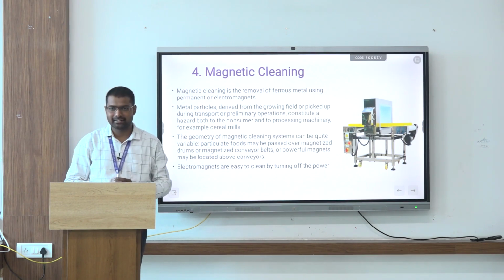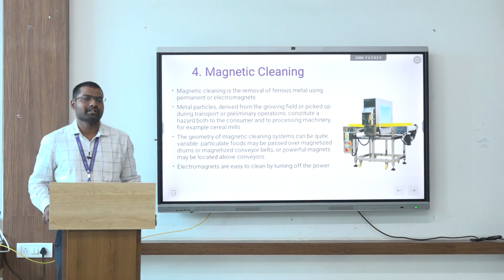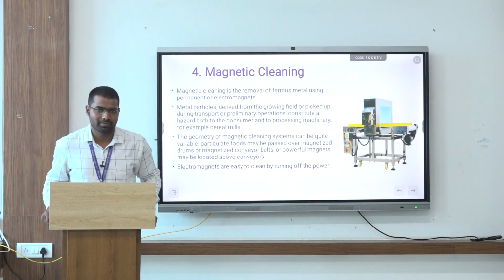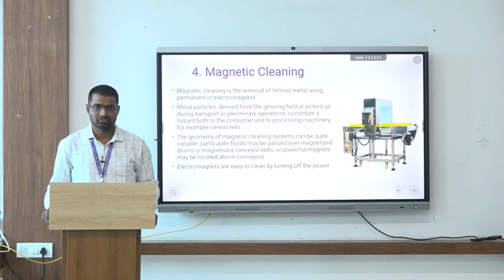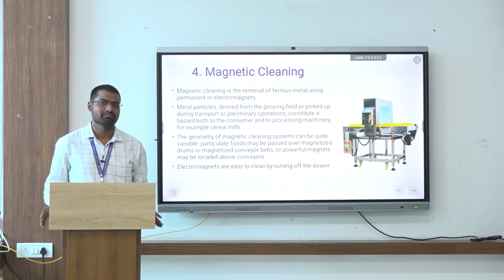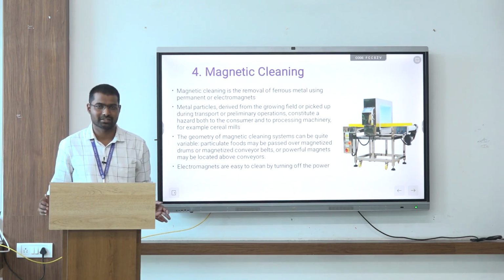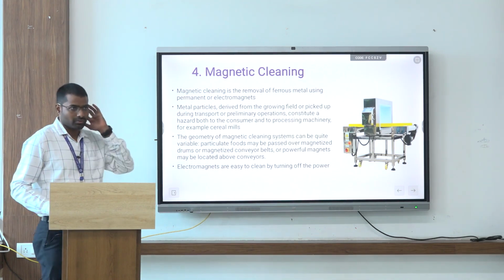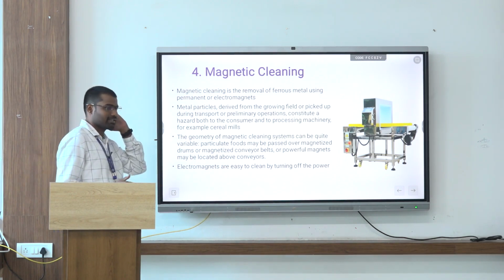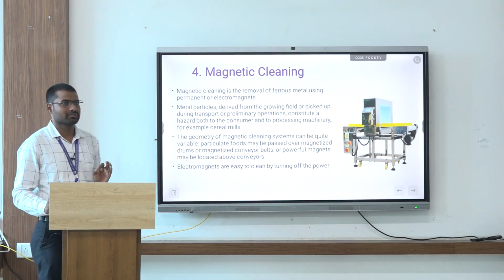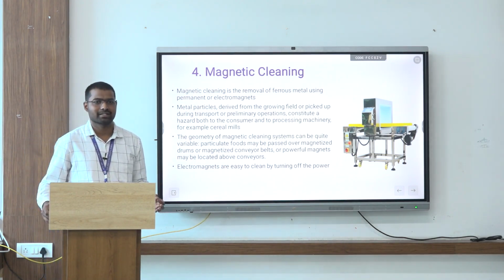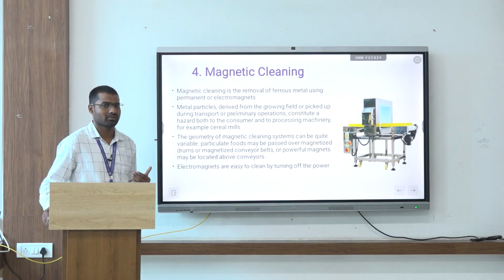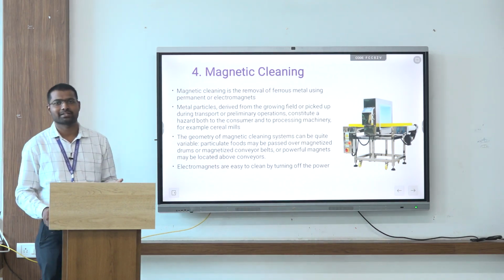Next one is the magnetic cleaning, where metallic particles may be present in your raw material. What are the chances of presence of metal particles? When you are doing some milling or screening, there may be chances of metal particles coming from these rollers or milling rollers or your screens. That can be removed, or if it is not removed, then these metallic particles come directly into the raw material or your food product, and that will directly affect consumer health.